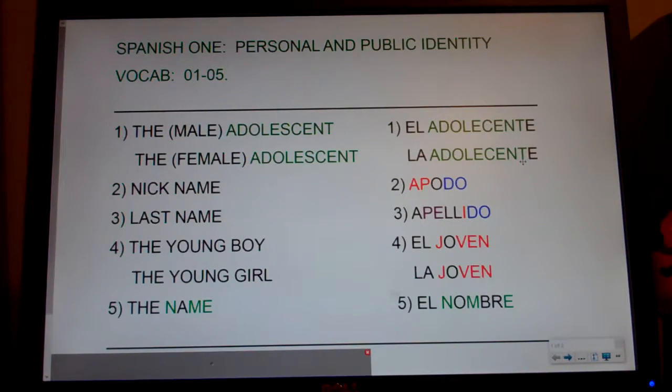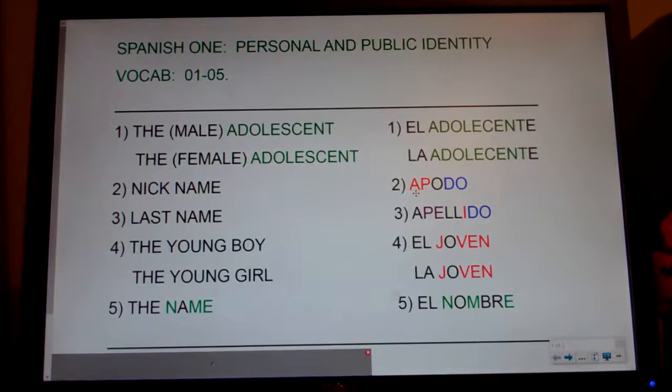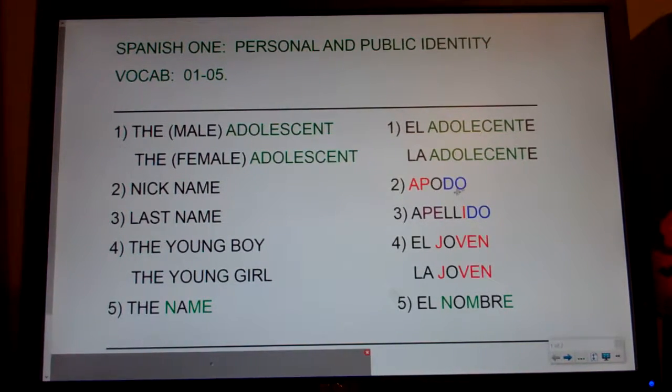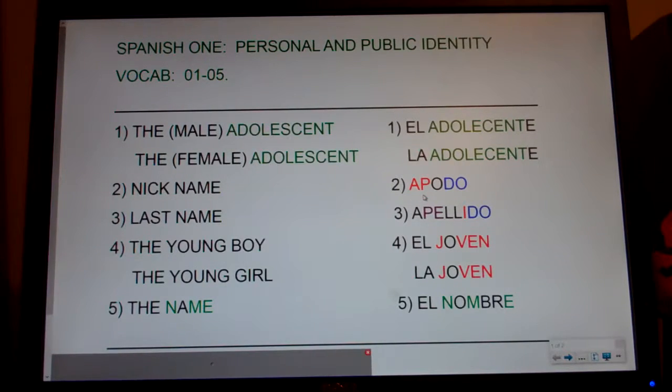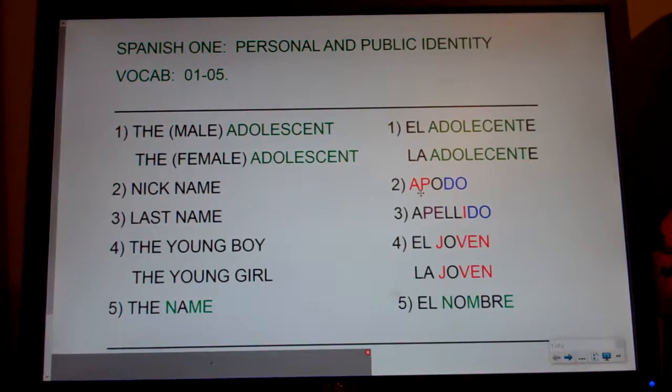Number 2, nickname. When I was in school, there was a kid in my class whose nickname was AP, because all he wanted to do was take AP or advanced placement classes. And since all he wanted to do was take advanced placement classes, his nickname, amongst us anyway, was AP. So apodo is nickname, nickname is apodo.